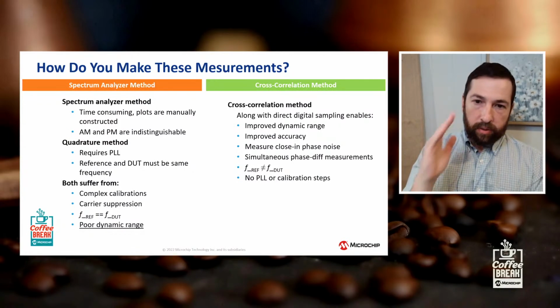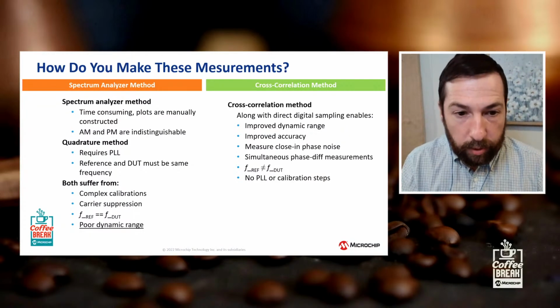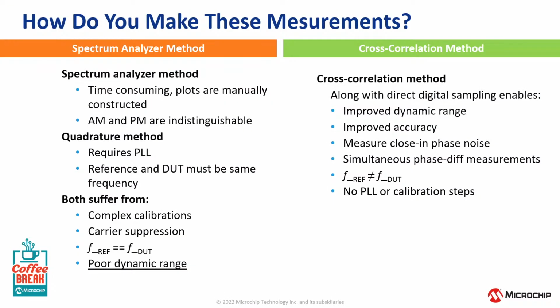Okay. So the other approach, which is not new, it's been commercialized since about the 1990s, is using a cross correlation method. Along with direct digital sampling, you can greatly improve your dynamic range. You can improve your accuracy. You can now measure your close-in phase noise.